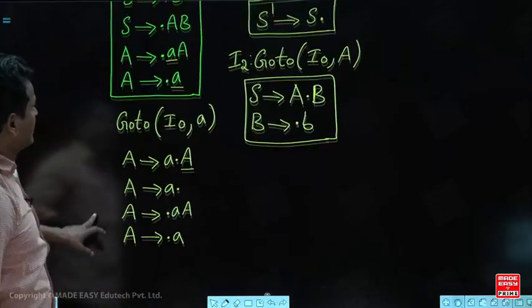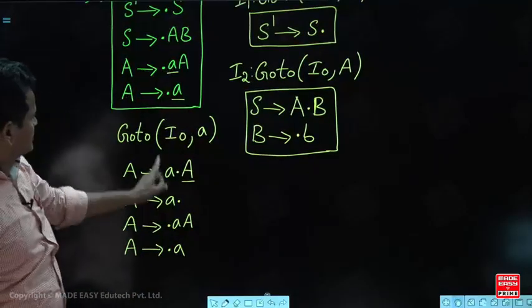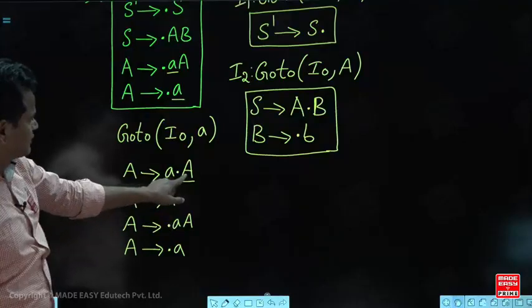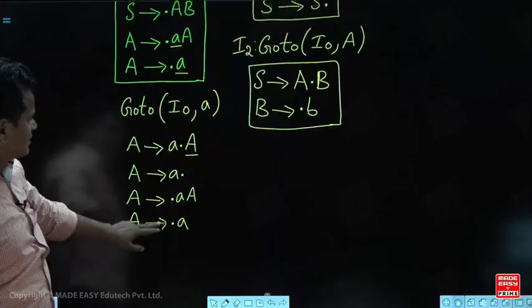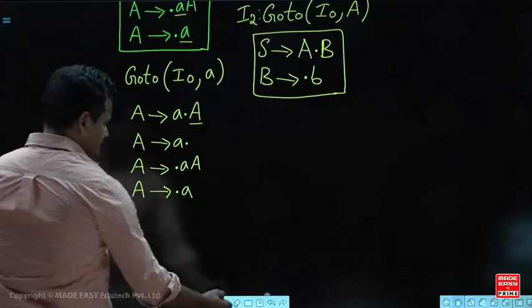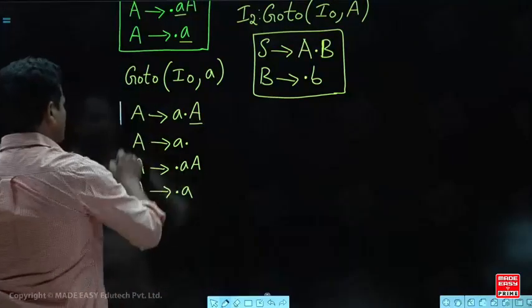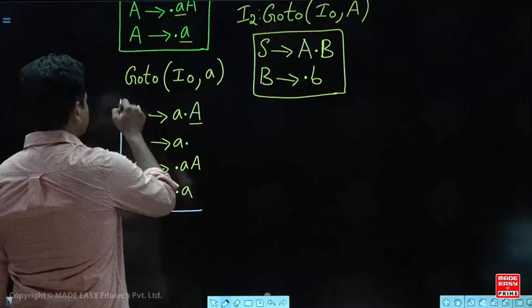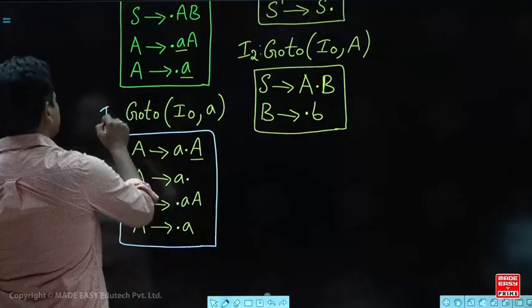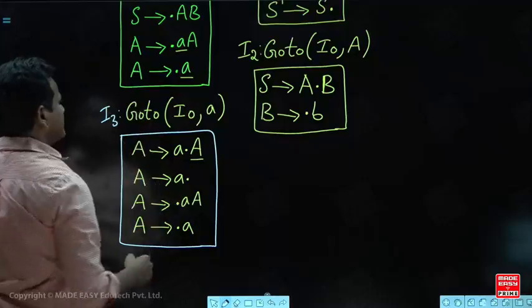Now I will repeat. I naught comma A shifted. After that, dot after non-terminal, add its production. Now dot after nothing, dot after terminal. Terminals cannot be added. So close this. I am closing this and naming it I3. So in sequence, you just give the numbering I0, I1, I2, I3.